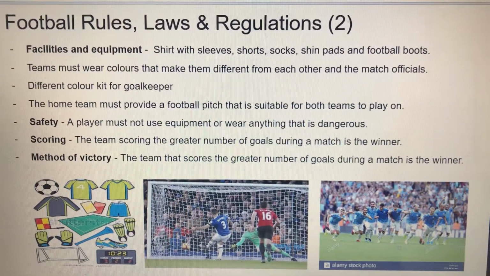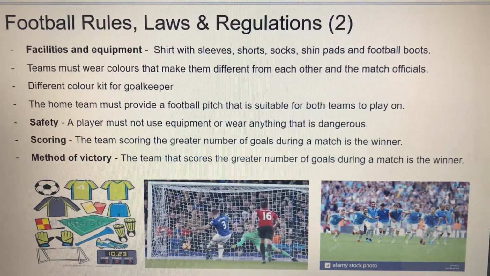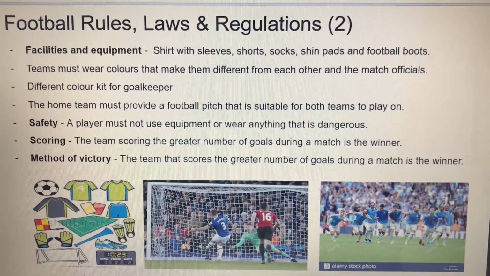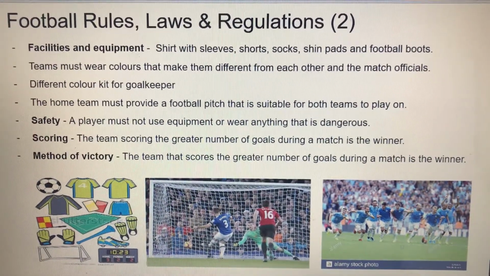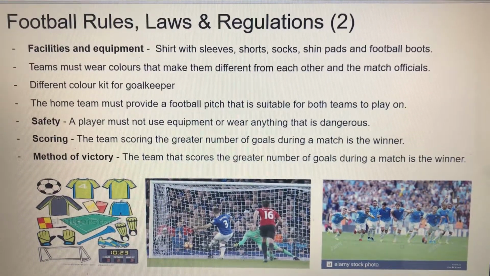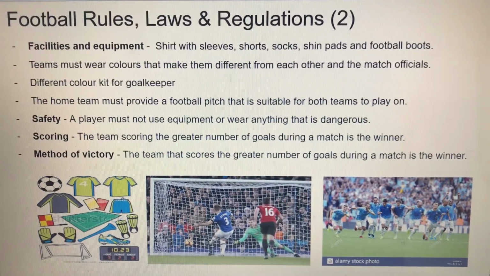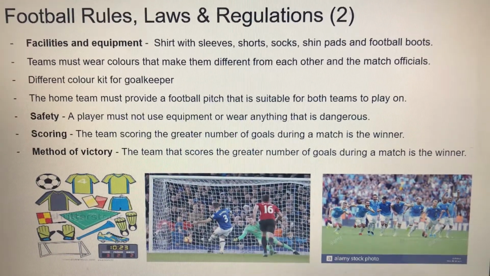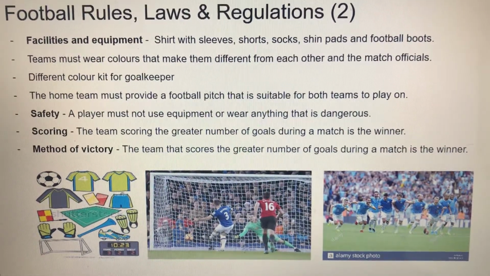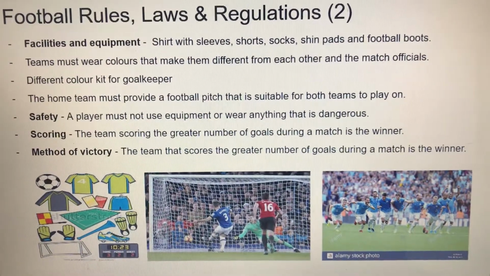Facilities and equipment. A player must be wearing a shirt with sleeves, socks, shorts, shin pads and football boots. All of these things are checked by the referee before the game starts. Shin pads must be made of suitable material to provide reasonable protection to the shins and are covered by the socks. The 2 teams must wear colours that make them different from each other and the match officials. Each goalkeeper must wear colours that make them different from the other players and the match officials.